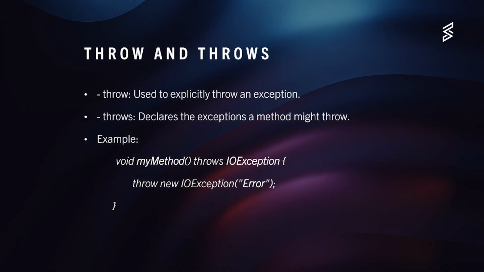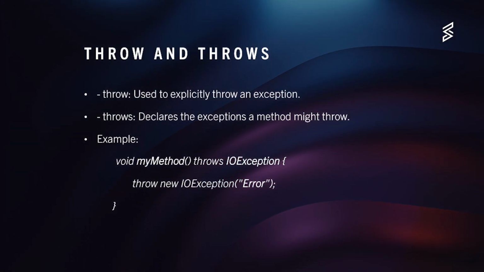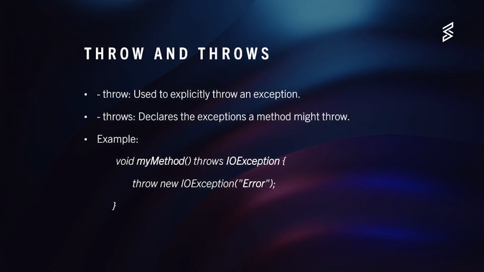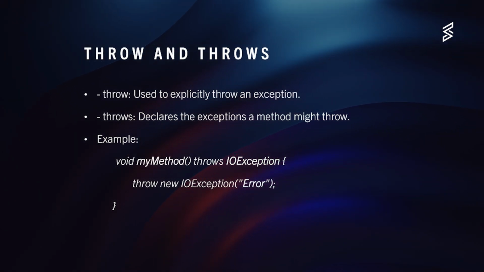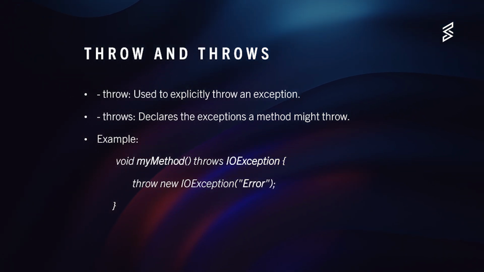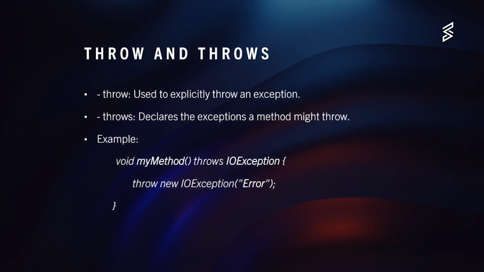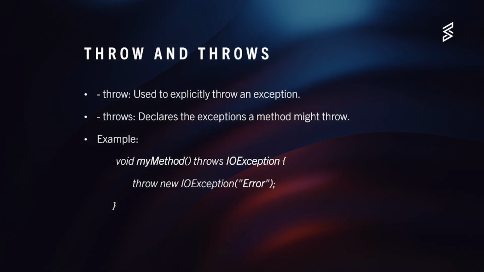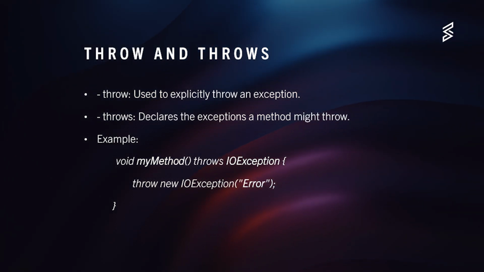Throw and throws. The throw keyword is used to manually trigger an exception, while throws is used in method signatures to declare that a method might throw certain exceptions. This signals to callers that they must handle or propagate those exceptions.